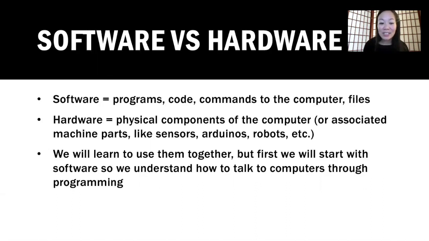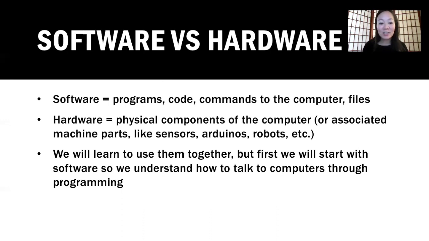So the first distinction that I wanted to make clear is the difference between software and hardware. This may be obvious to some people, but may not be. When we talk about software, we're really referring to files. These are computer programs, code, commands to the computer, things like that. In contrast, hardware are the physical components of a computer or associated machine parts like sensors and robots, things that you can touch with your hands. So that's the distinction.